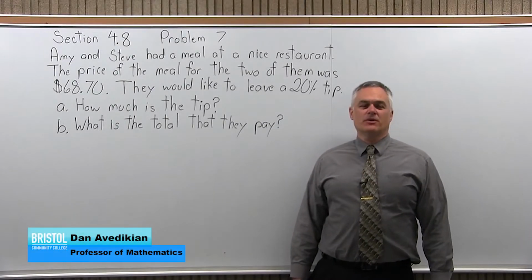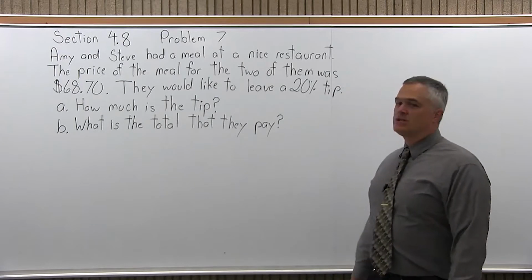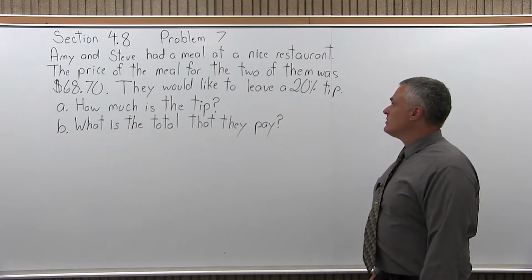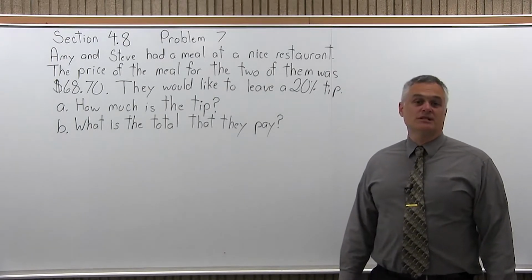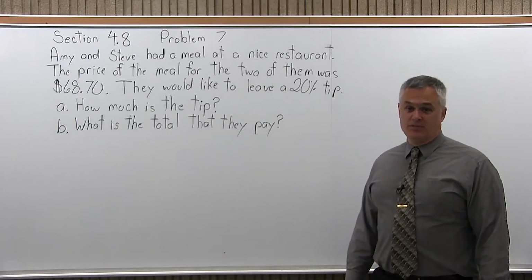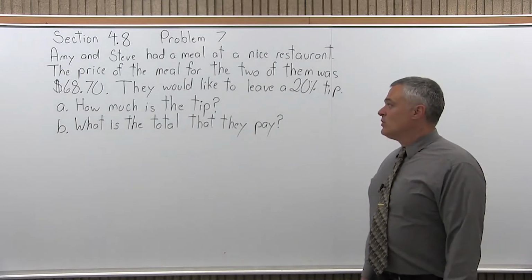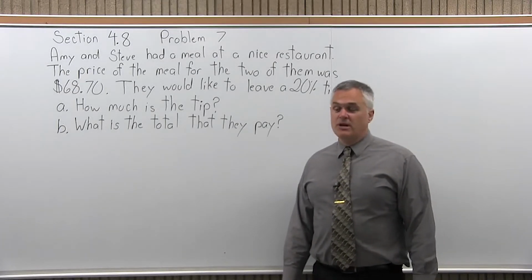This is Section 4.8, Problem 7. It says Amy and Steve had a meal at a nice restaurant. The price of the meal for the two of them was $68.70. They would like to leave a 20% tip. So part A, how much is the tip? And then part B, what is the total that they pay?